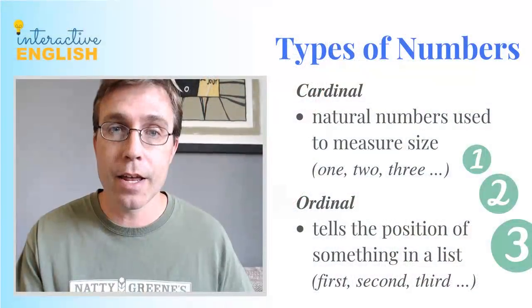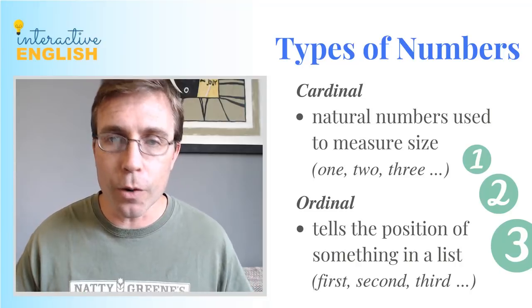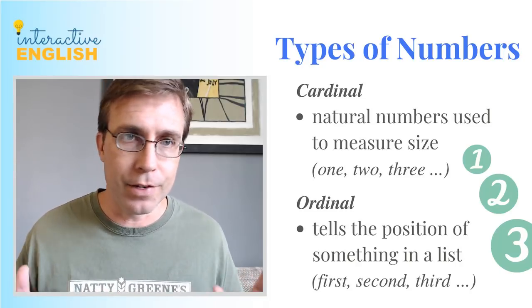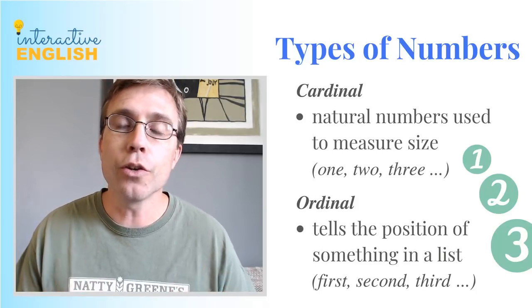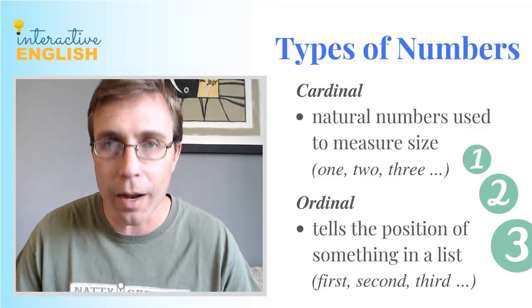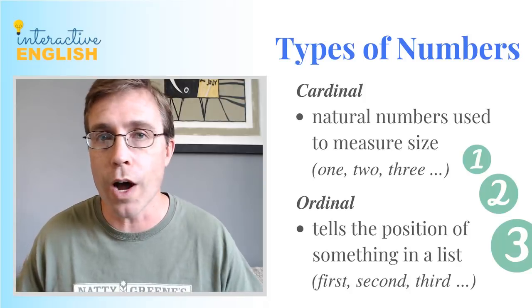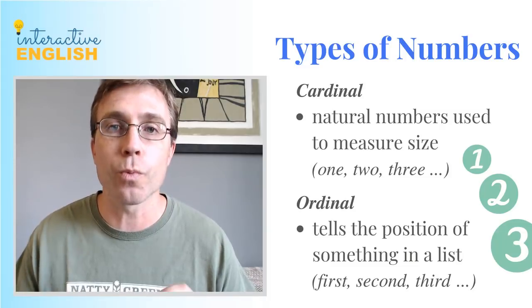So before we start jumping into the numbers, let's look at the types of numbers because there are two types of numbers that we need to be familiar with. Those numbers are cardinal numbers and ordinal numbers. Now, cardinal numbers, which I think many of you are familiar with, are natural numbers used to measure size, maybe distance, and they are so common, and we use them all the time. 1, 2, 3, 4, 5, 6, 7, 8, 9, 10. We use cardinal numbers regularly.